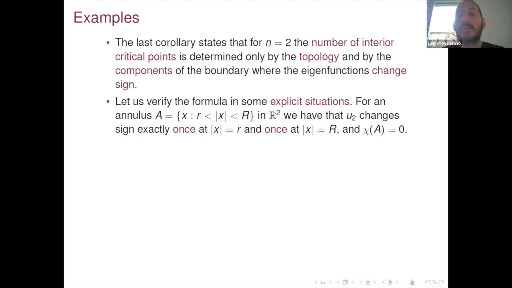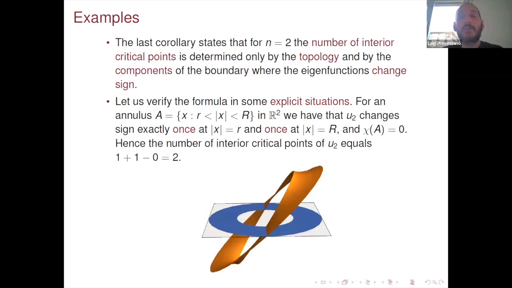And the Euler characteristic of the annulus is 0. So our count should give 1 plus 1 minus 0 equal to 2. And in fact, any eigenfunction on the annulus has only 2 critical points, which are saddles. Here is the graphic. Just an example to see if things work, but also to see other things. I will tell in a few moments.